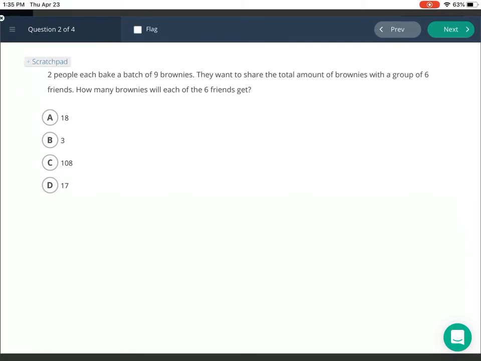Number two, two people each bake a batch of 9 brownies. They want to share the total amount of brownies with a group of 6 friends. How many brownies will each of the 6 friends get? So each of the two people baked 9 brownies each.